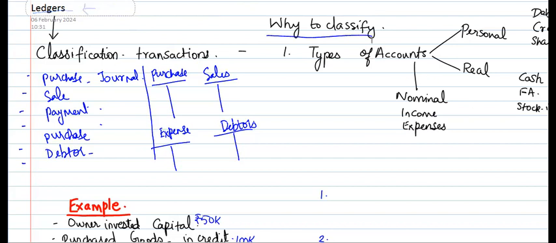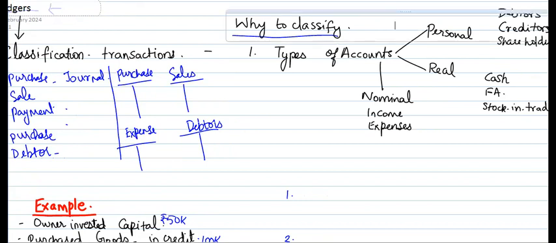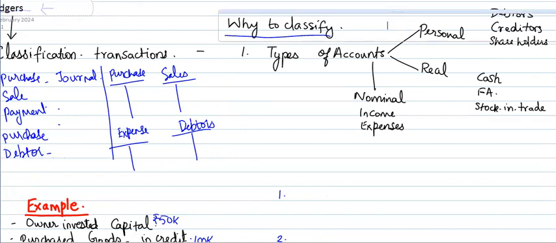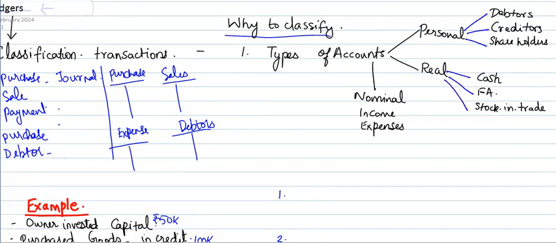We already know that there are three types of accounts, right? One is a personal account, real account, and nominal account. Under personal accounts, we have debtors, shareholders. In real accounts, we have cash, fixed assets, stock in trade. In nominal accounts, we have expenses and income. So these are the categories of accounts which I had already mentioned. We follow these golden rules of accounting and post the journals.